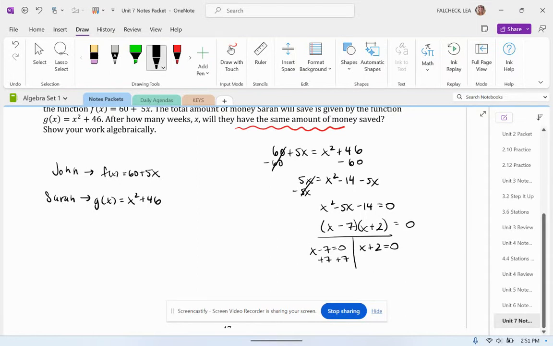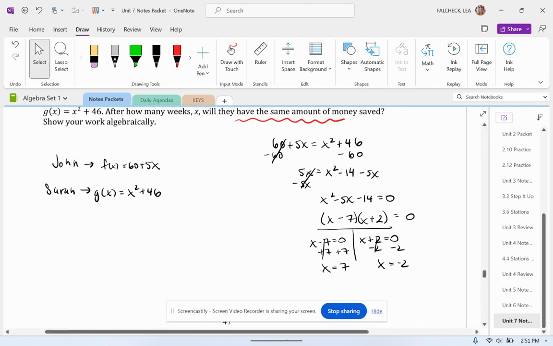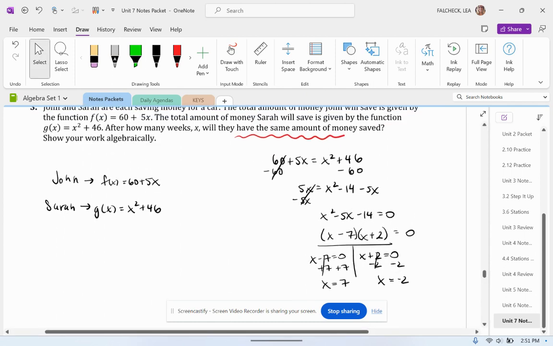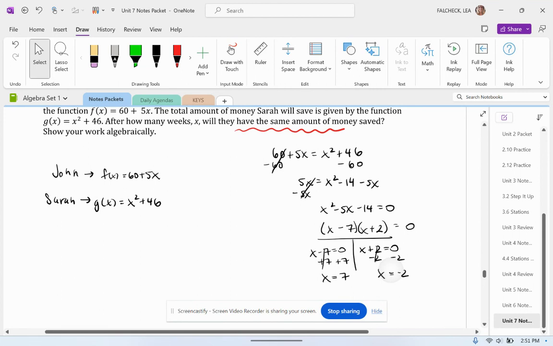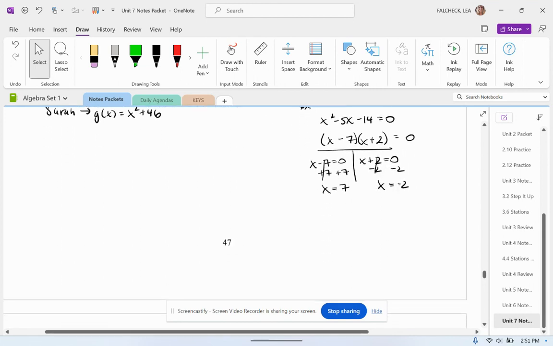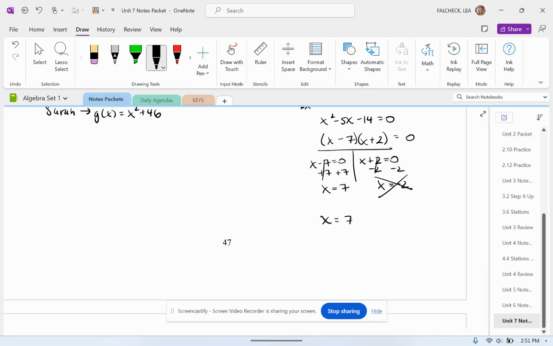And I'm going to add 7 on both sides. And I'm going to subtract 2 on both sides. And these are our two solutions. After how many weeks, x, will they have the same amount of money? Okay, so we're talking about number of weeks, so we're going to reject the negative solution and take the positive.